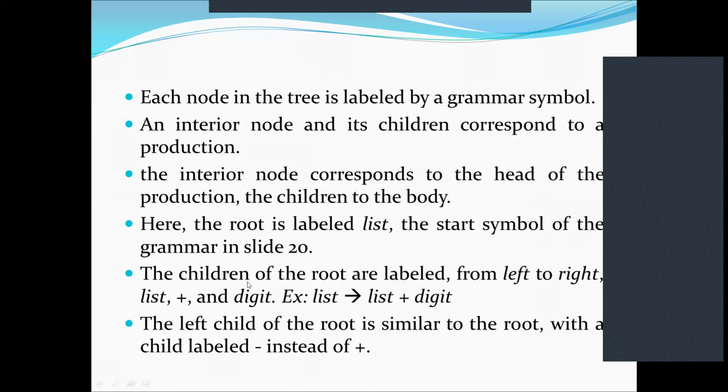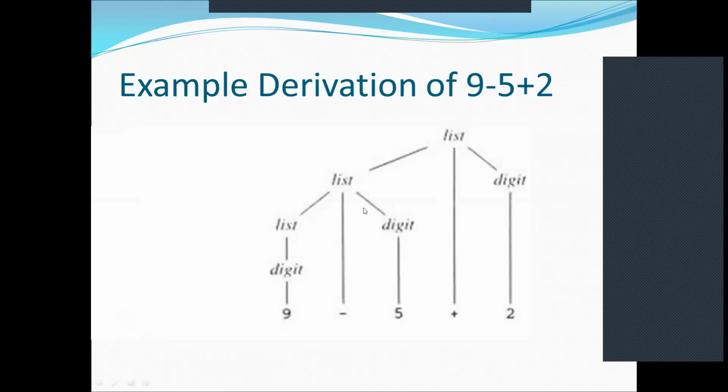In the root, all the children are labeled from left to right, as we saw: list, plus, and the digit. For example, list can have the form of list plus digit. That's what I said. So all this body has been constructed as the children of the head, or the start symbol, list.